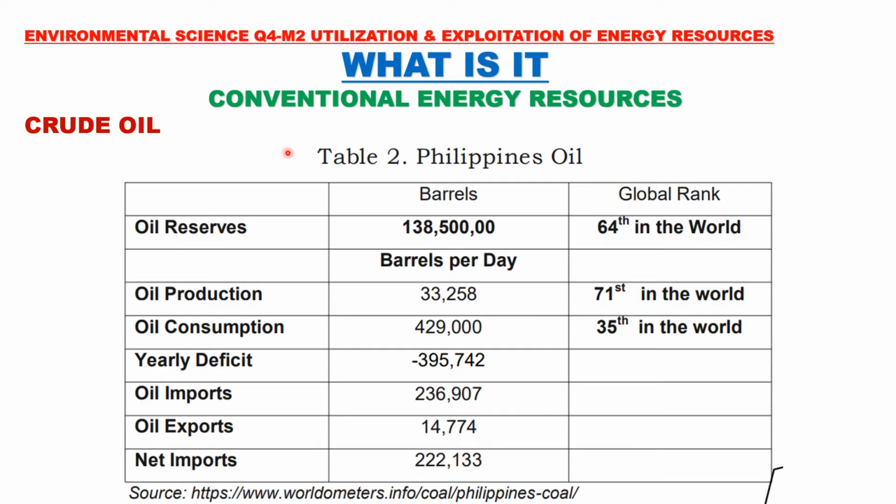Table 2 shows the Philippine oil status as of 2016. In terms of oil reserves, we are ranked 64th in the world. In terms of oil production, we are 71st in the world. In terms of oil consumption, we are 35th in the world. As you can see in the table, our oil production is lesser than our oil consumption. That is why we have a yearly deficit of negative 395,742 barrels.